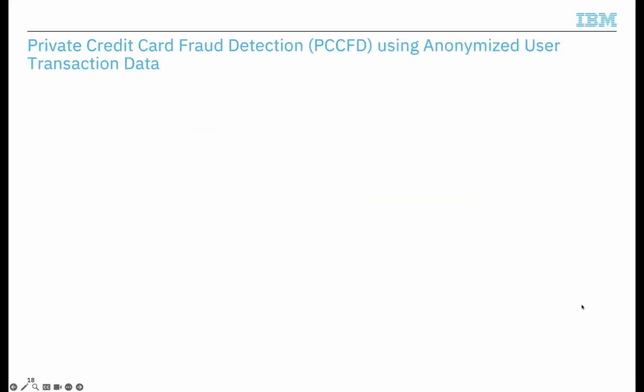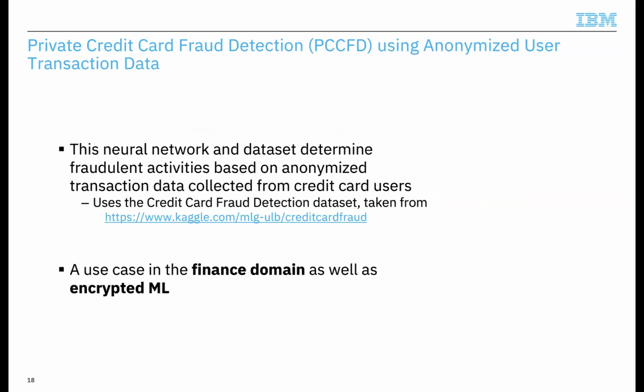Okay. Next, we looked at an inference workload. This is a simple neural network composed of just 3 layers. The purpose is to do detection of credit card fraud from transaction data, but encrypted with FHE. And the data set we got is from Kaggle, and it's listed here. So this is a use case in financial transactions and encrypted machine learning as well.